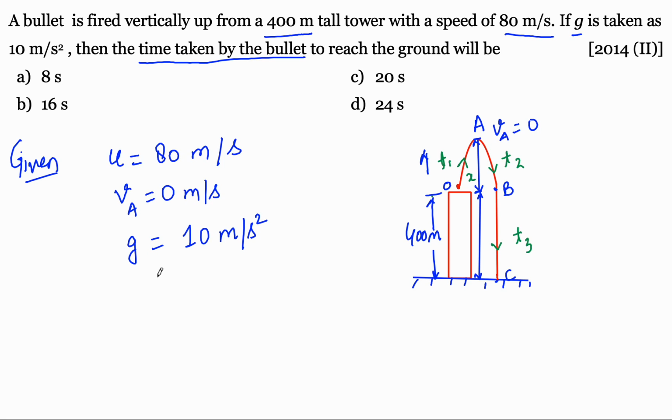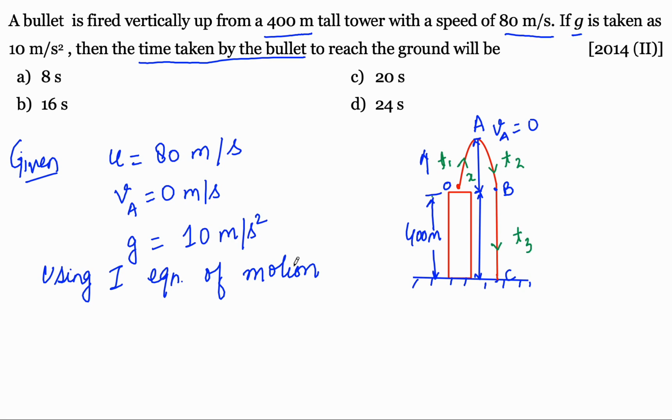Okay, so first of all, let's find out how much time it will take the bullet to go from point O to point A. In this question, firstly I'm going to use the equations of motion. Now which equation of motion? See, the initial velocity of the bullet is given to us, and g is given to us. We will have to find out t. So I'm going to use the first equation of motion.